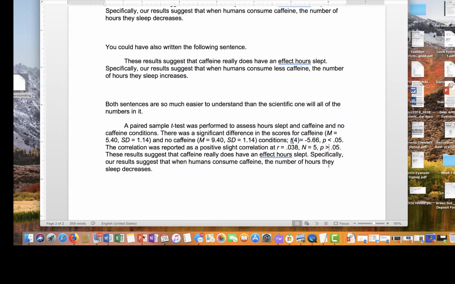This last sentence right here, specifically, our results suggest that when humans consume caffeine, the number of hours they sleep decreases. That is pointing back to your correlation. Okay, it's pointing back to your correlation. Okay, all right, good luck.